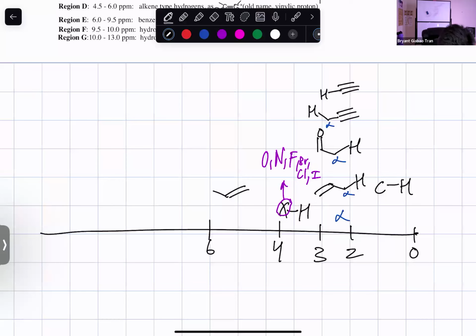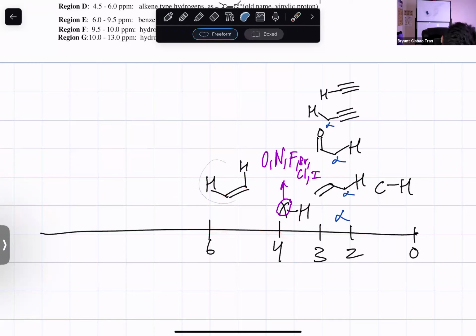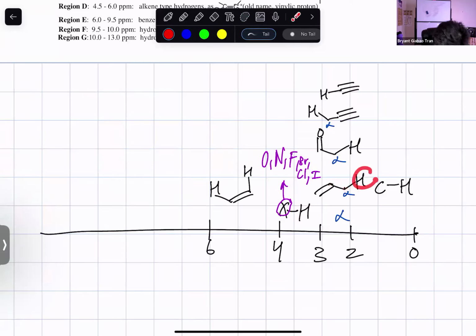So let's say we have this alkene right here. These hydrogens directly attached to the alkene are the alkene hydrogens, which is going to be shown around 4 to 6. Right? This is different than the alpha carbon to the alkene, right? This hydrogen right here at the 2 to 3 range is not directly attached to the alkene. It's attached to the alpha carbon, which is one carbon away from the alkene, right?